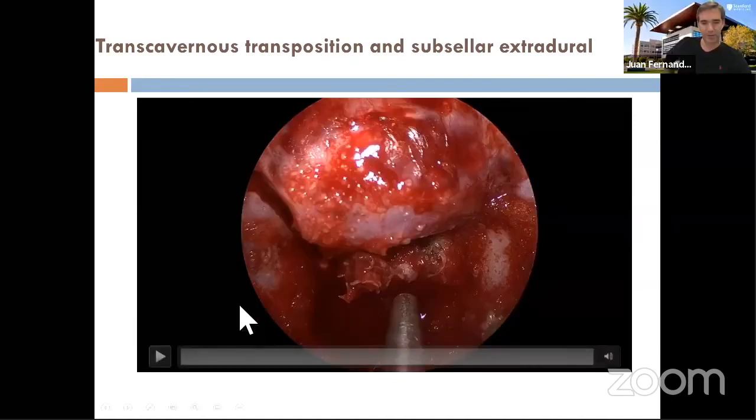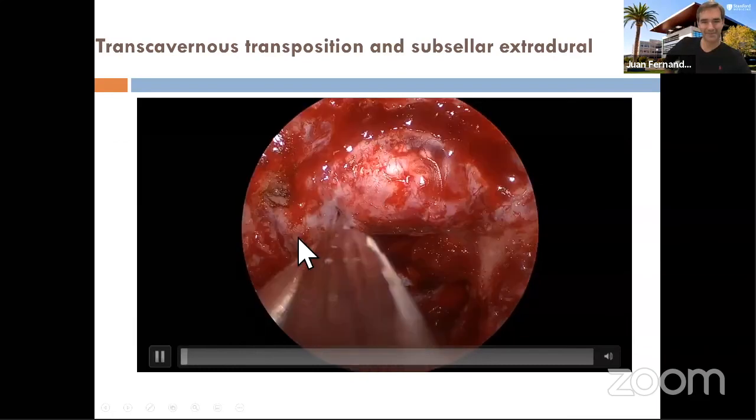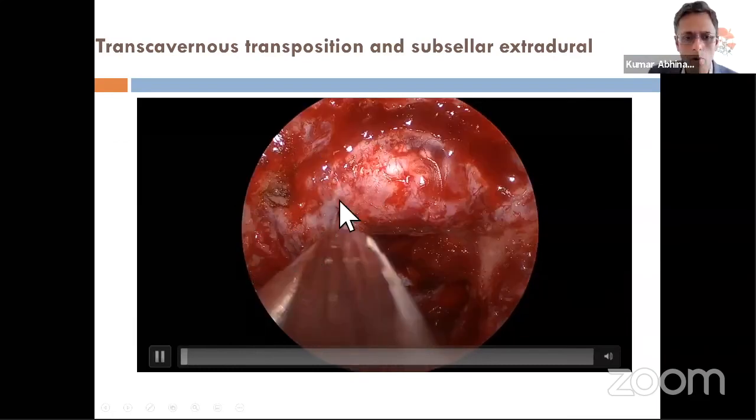So Kumar, 2 minutes. Now, going to move down to the mid-clivus. 2 more minutes? Okay. Yes. I think what I'll do is I will go down. So I'll just show the pictures basically.